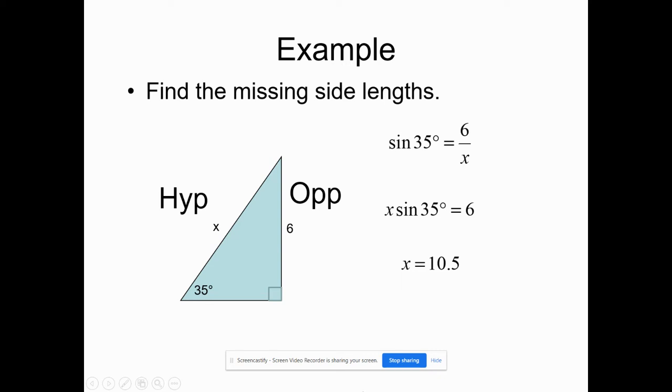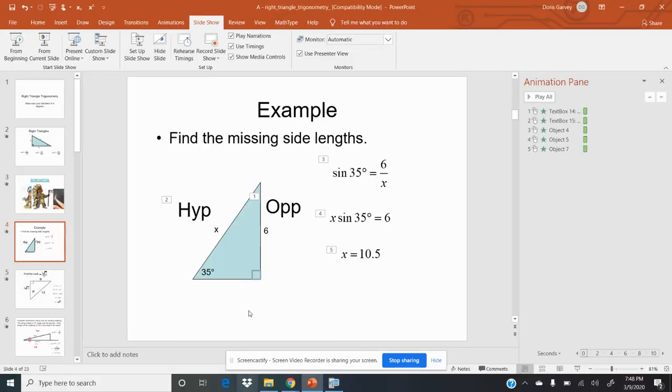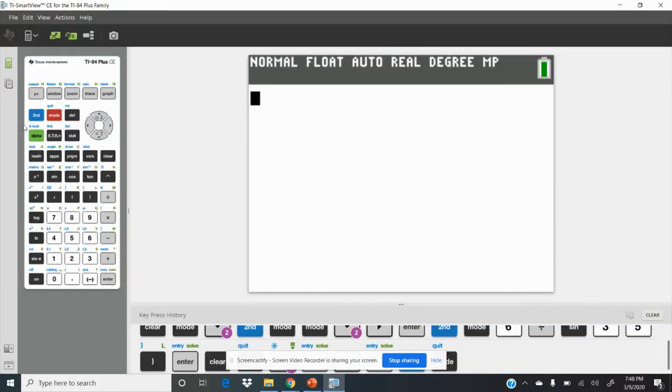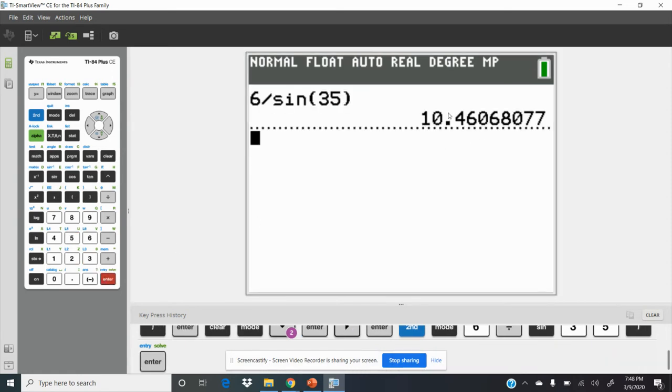Let's go to our calculator and see how that works. So I'm just going to go to 6 divided by the sine of 35 and hit enter, and you'll see, in fact, it is 10.5.